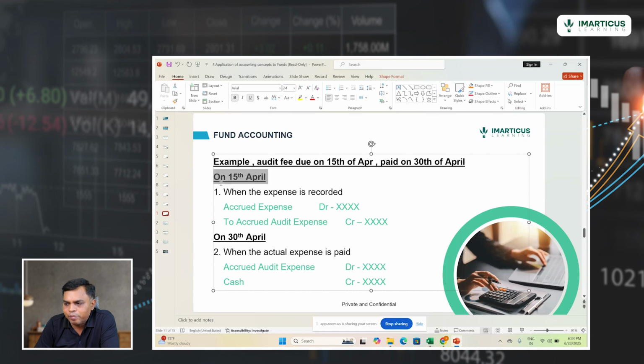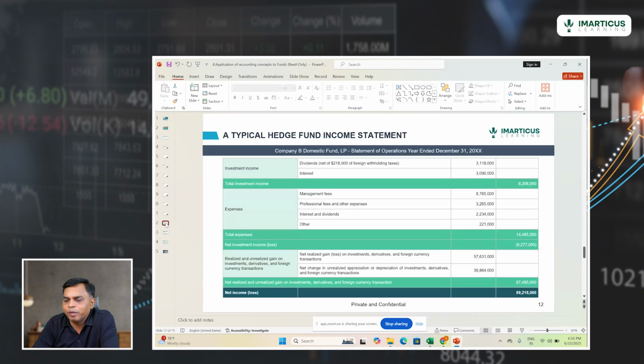So, on 15th of April, the fund recognizes the expenditure. It is not paid, remember, it is recognized. So, the entry you make is accrued expenses debit, accrued audit expenses credit. And on 30th, when the expenditure is actually made, you make an entry as accrued audit expenses debit and cash account credit. This is the entry which needs to be passed for any outstanding expenses which are paid later. Okay. So, we have seen a couple of two to three accounting examples and how they are applied.